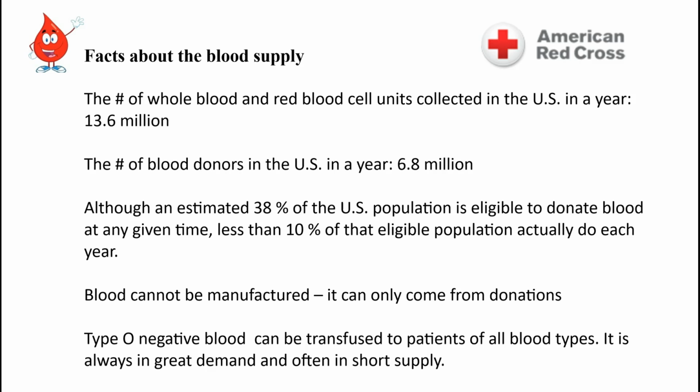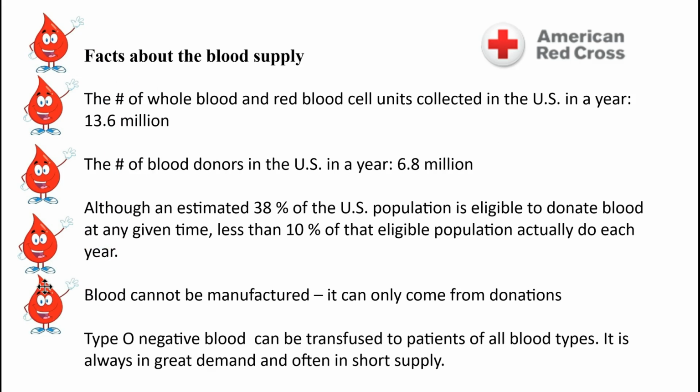So, some facts. The number of whole blood and red blood cell units collected in the U.S. per year is 13.6 million. The number of blood donors in the United States in each year is 6.8 million. Fact 3. Although an estimated 38% of the U.S. population is eligible to donate blood at any given time, less than 10% of those eligible actually do donate.